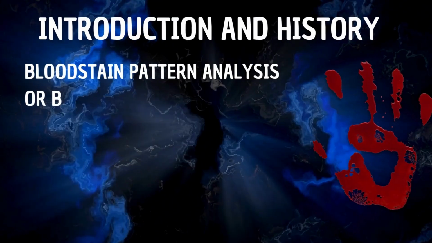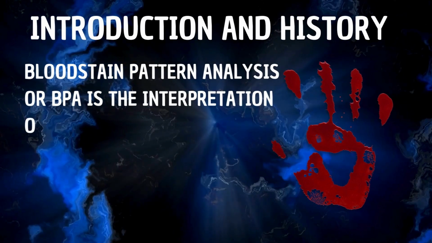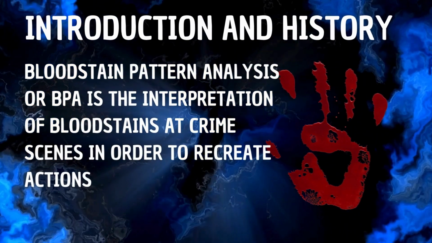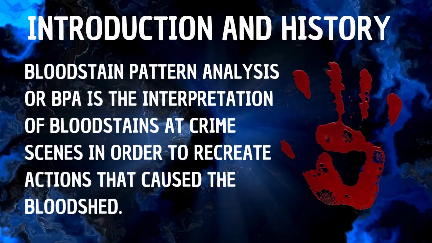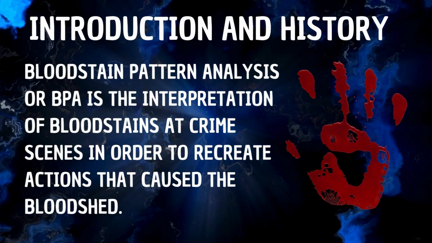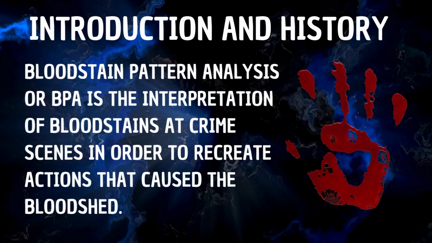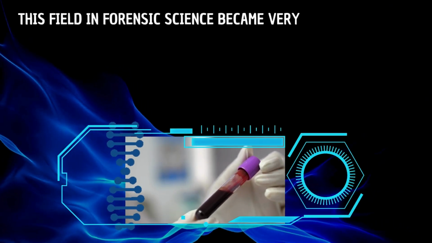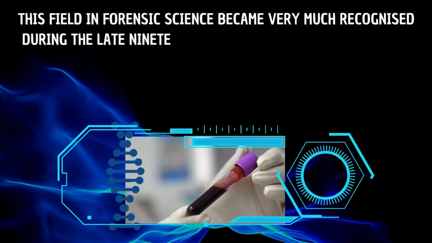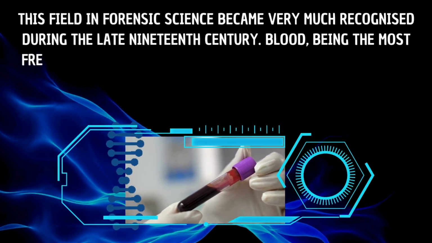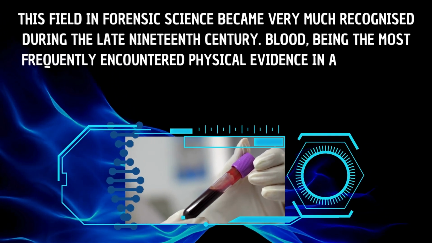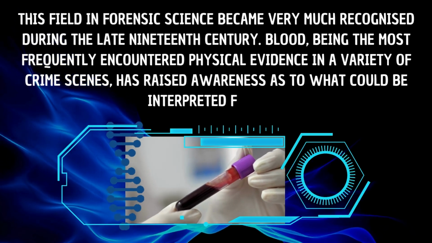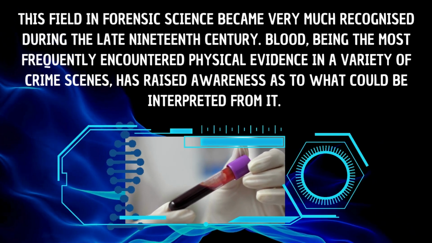Introduction and History. Bloodstain pattern analysis, or BPA, is the interpretation of bloodstains at crime scenes in order to recreate actions that caused the bloodshed. This field in forensic science became very much recognized during the late 19th century. Blood, being the most frequently encountered physical evidence in a variety of crime scenes, has raised awareness as to what could be interpreted from it.